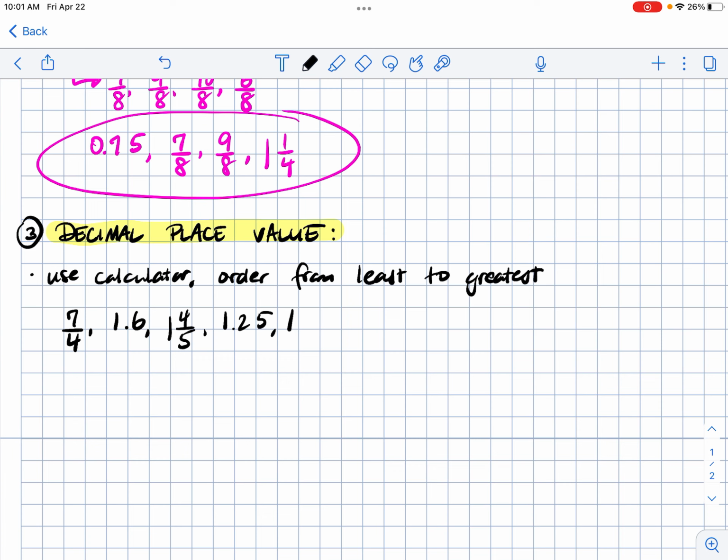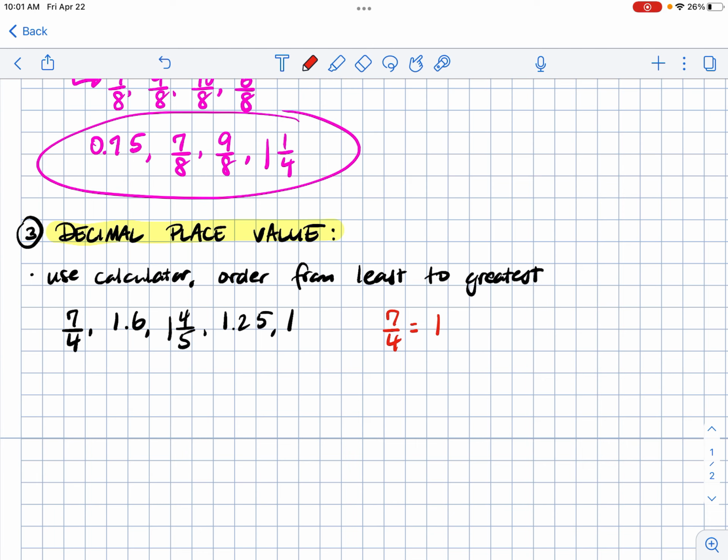Well, converting them all to decimals will probably help. So again, you can use your calculator. If you don't need your calculator, that's fine. 1 and 25 hundredths and 1 6/10, they're already taken care of. So it's just a matter of looking at 7 over 4 and 1 4/5. I'm just going to do it off to the side here. So 7 over 4, convert it to the mixed number. It's easier to figure out.